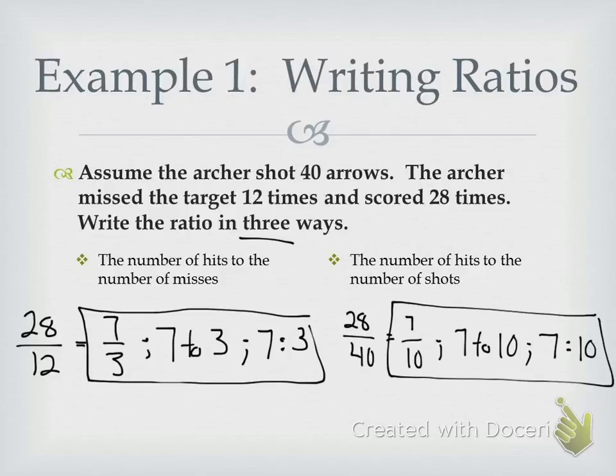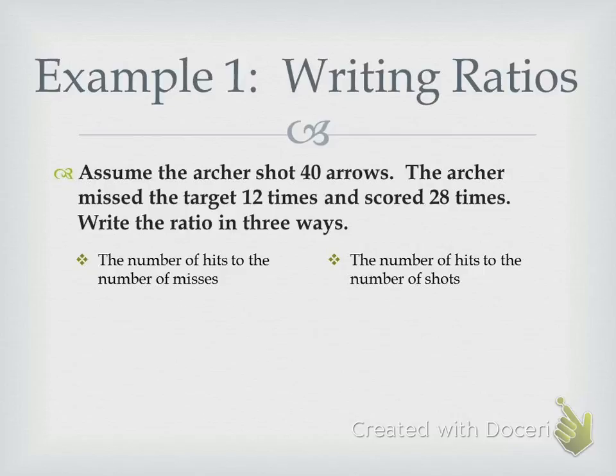Now, on your homework, it asks you in a little bit of a different format. It says, is this ratio in simplest form? So then you have to answer yes or no, and then you write it in the two other ways. So I want to do a couple that are going to look like your homework.